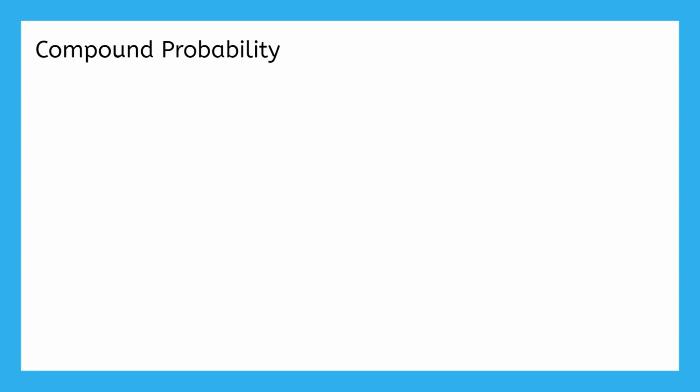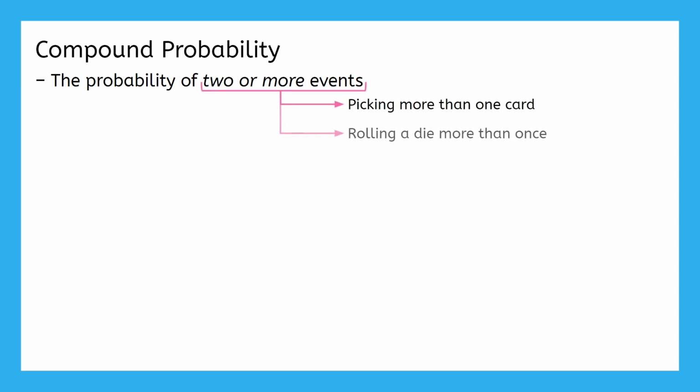Compound probability means finding the probability of 2 or more events happening together. That means that you're going to be picking more than one card, rolling a die more than once, flipping a coin more than once. You get the idea.